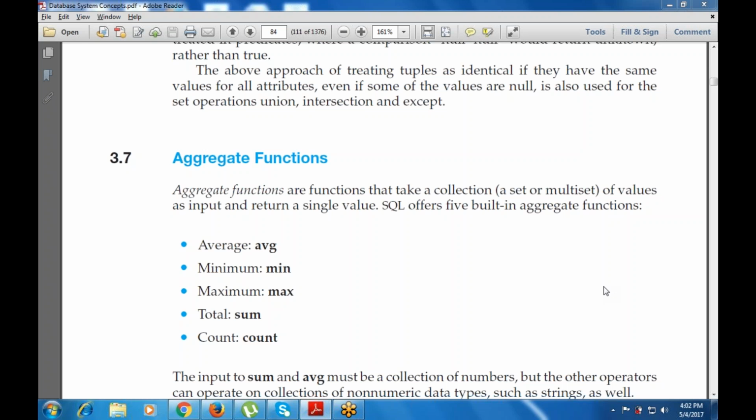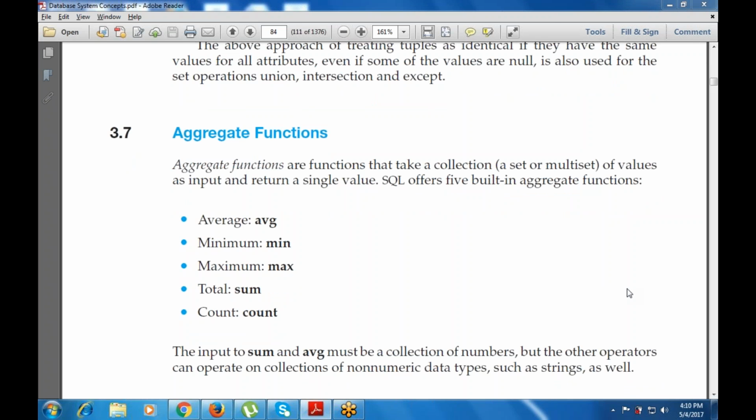Okay, so just wait for 5 minutes more for others. So let's begin the session with the aggregate functions.